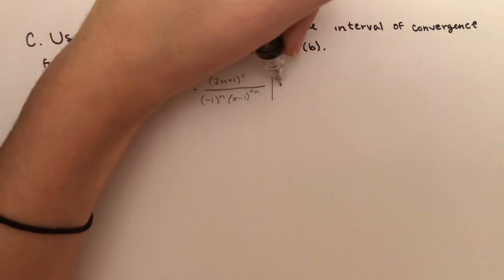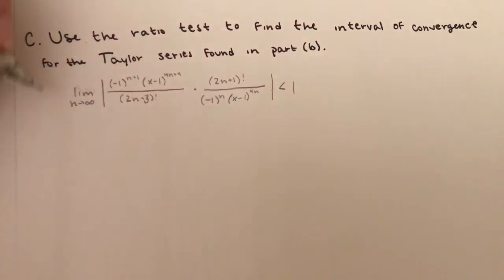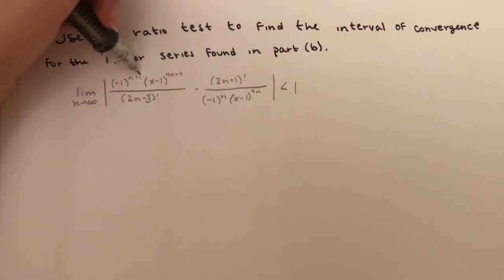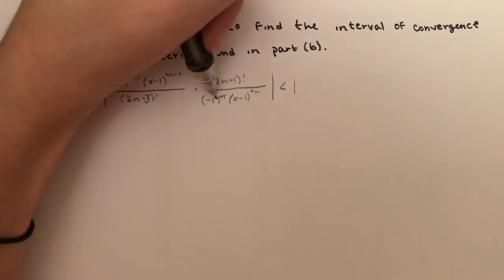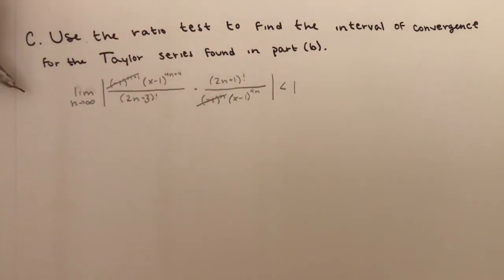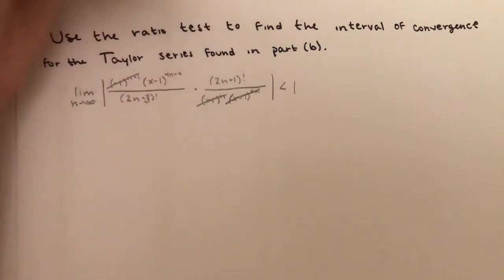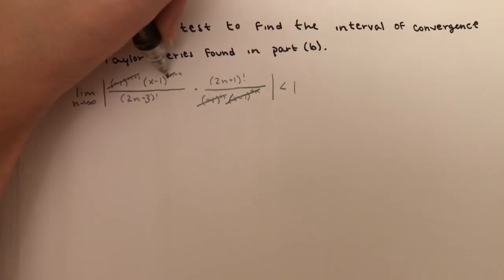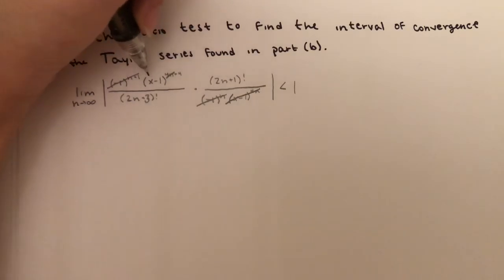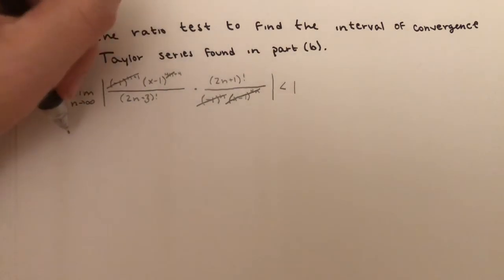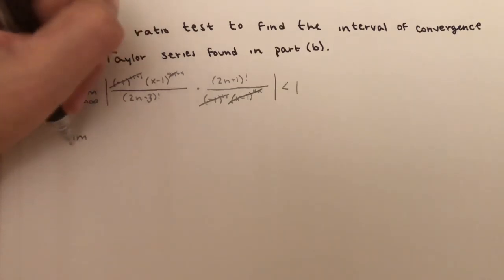And for a ratio test to converge, we know that it has to be less than 1. Now we can start canceling things out. So our negative 1s are going to cancel out because it's an absolute value function. Then our x minus 1 to the 4n is going to cancel out because of the x minus 1 to the 4n plus 4 on top. And that leaves us with our factorials and our x minus 1 to the 4th.